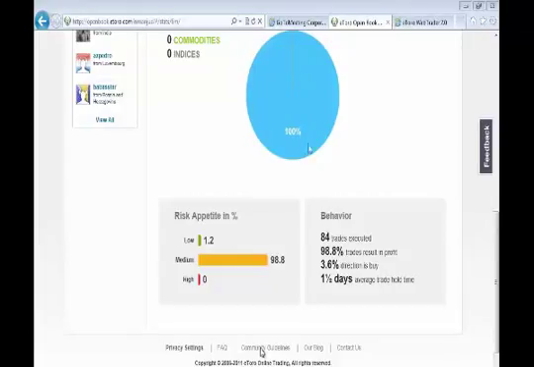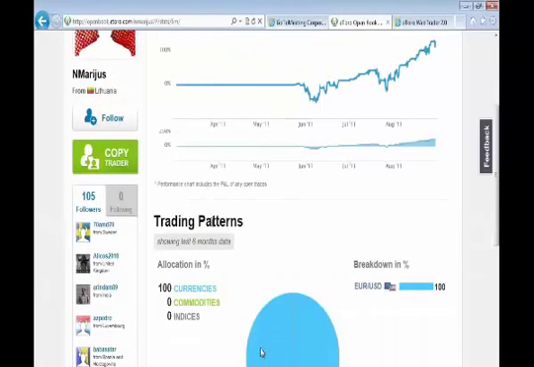Pretty much, yes. Now, we see here the risk appetite in percentages. Oh, I have another question. Not really. All right. So we see here the risk appetite. It's medium risk appetite. This guy likes to hold his trades. He's what we call not a long-term trader. He's a short-term trader, but not an extremely short-term trader. He does hold his trades for 1.5 days. Okay.